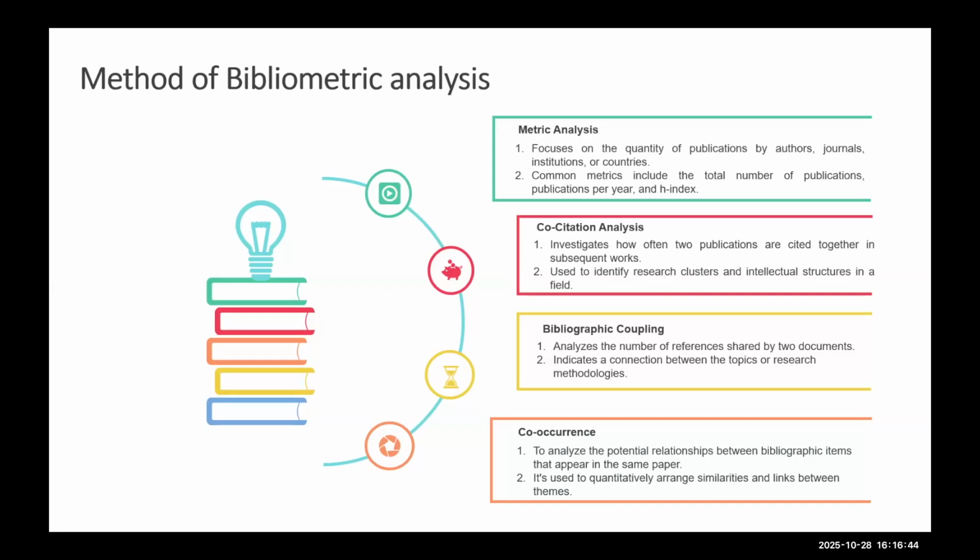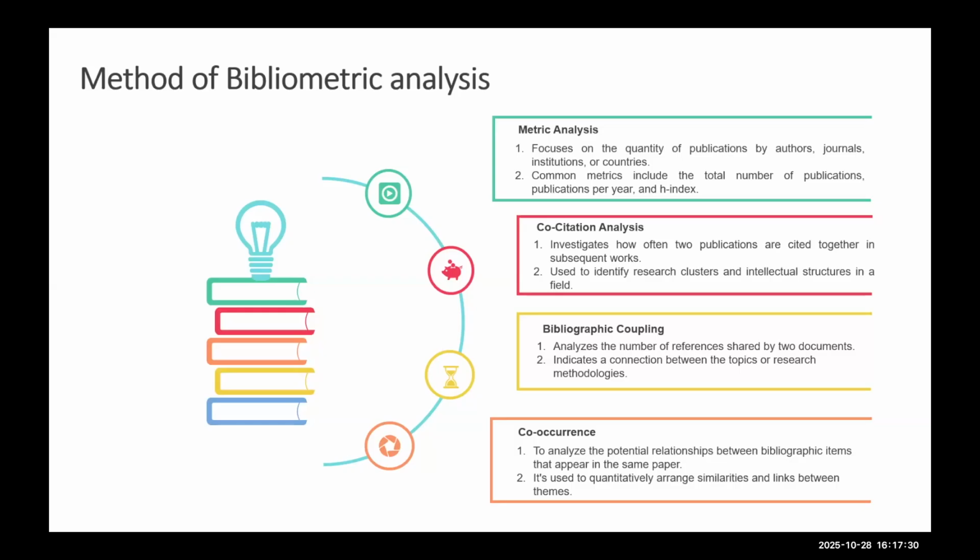Next is bibliographic coupling. It analyzes the number of references shared by 2 documents: 2 different documents are citing one single document. Before this, in co-citation, 2 different documents are cited in a single document. Now, in 2 different documents, a single document is cited. This is known as bibliographic coupling, and it indicates the connection between the two topics. And last is co-occurrence. Co-occurrence is used to analyze potential relationships between bibliographic items that appear in the same paper. So in a single paper, what are the key themes, the key topics, the clusters? This is used for these purposes.